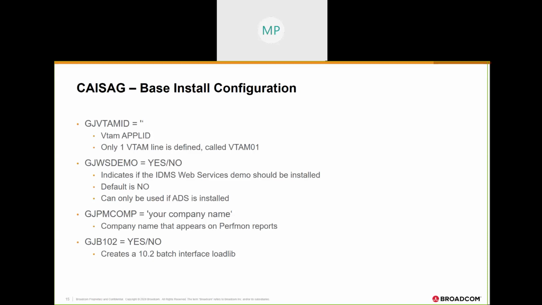GJPMComp is the company name that appears on perfmon reports, and this variable is only important if you're installing perfmon. And then GJB102 will create a 10.2 batch interface load lib. The default is yes.